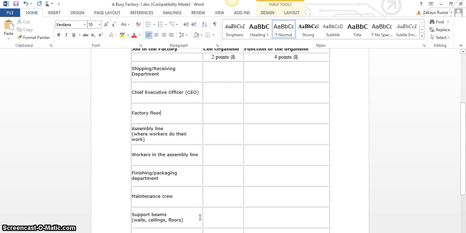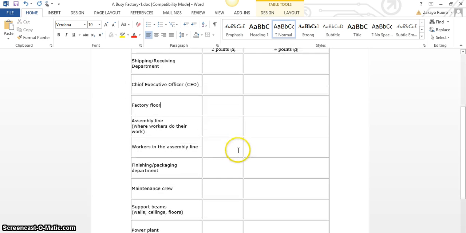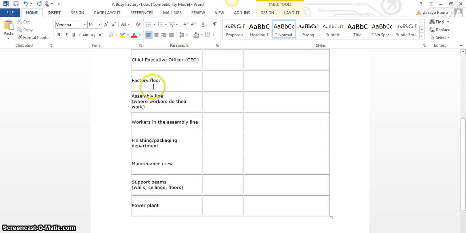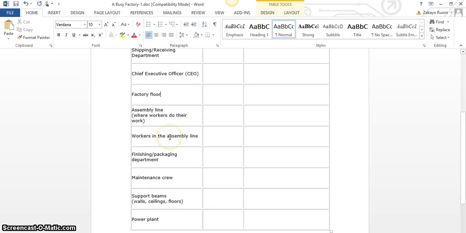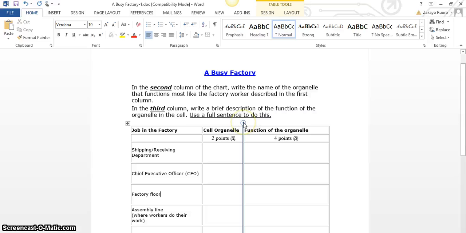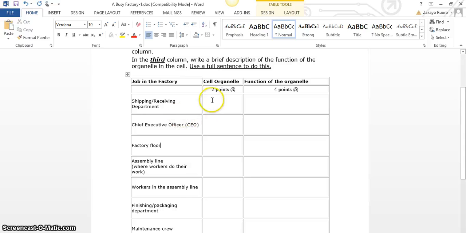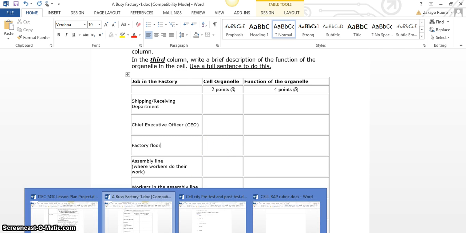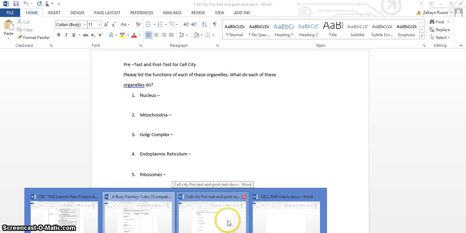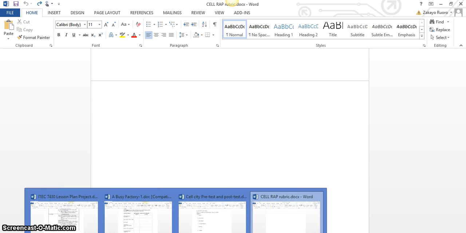As they did all their project work, these are the structures that they were going to use here. Before that, I gave them a kind of a worksheet here about a busy factory, showing them some of the functions that people do, and they would compare that with the cell structures, and this was all to enable them to be able to understand and develop a kind of an idea about what cell analogy is.